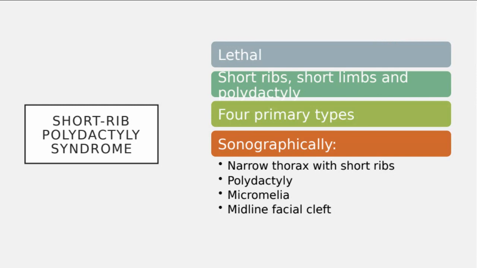On ultrasound, we're going to see a narrow thorax with those short ribs. We will see the polydactyly. We will see the shortened extremities. And we could also see a midline facial cleft.